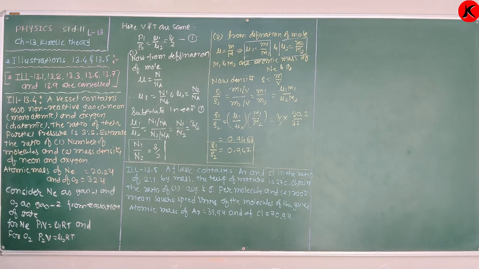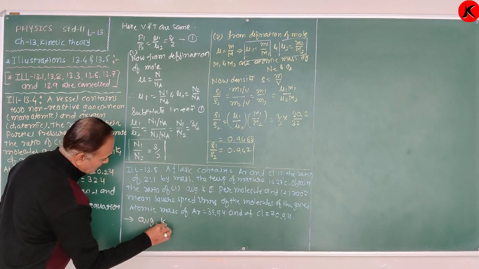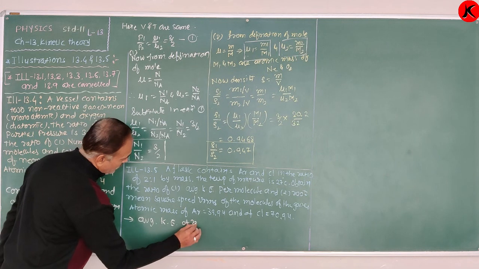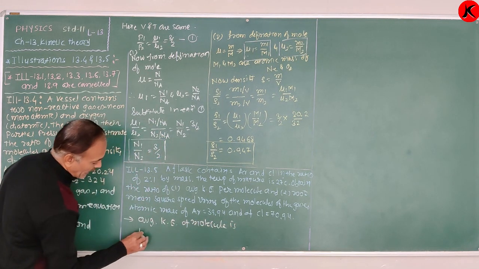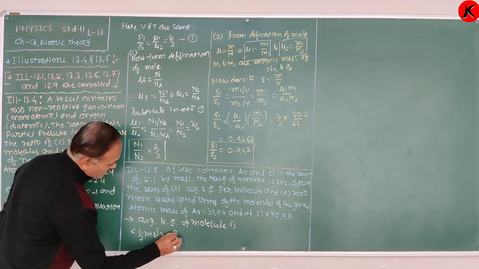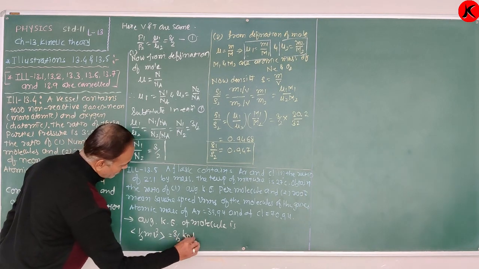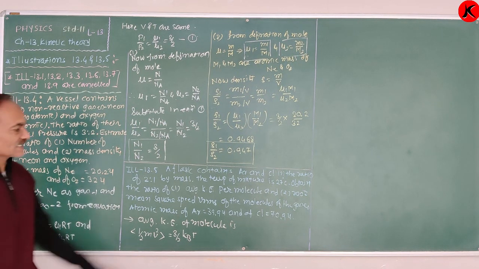Now we know that the average kinetic energy per molecule of a gas is half m v squared, which is equal to 3 by 2 kB T. Now, the temperature of both gases is constant, that is 27 degrees centigrade. Therefore, the kinetic energy per molecule for both given gases is also the same.